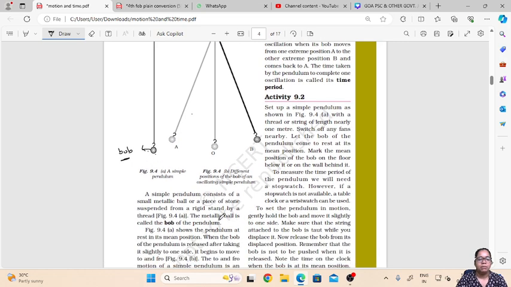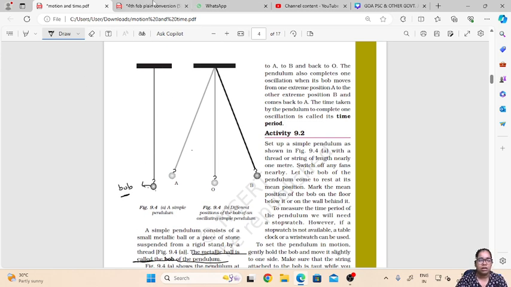So the metallic ball is called the bob of the pendulum. Here we can see how a simple pendulum looks.